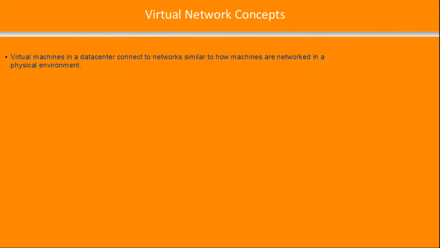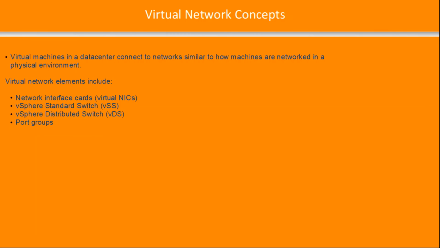When we consider virtual network concepts, virtual machines in a data center connect to networks similar to how machines are connected in a physical network, and a user or a server interacting with virtual machines is unable to distinguish or determine if it's communicating with the virtual machine or a physical server. The virtual network elements that we reviewed earlier include network interface cards, standard switch, distributed switch, and port groups.